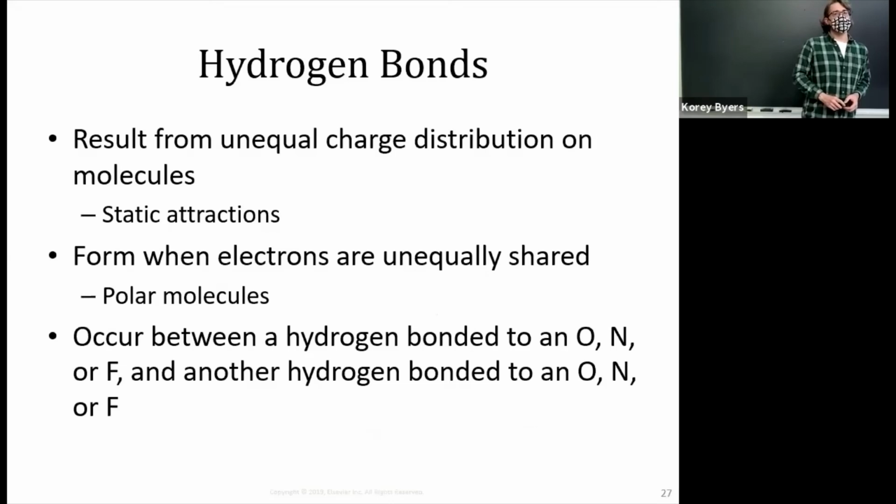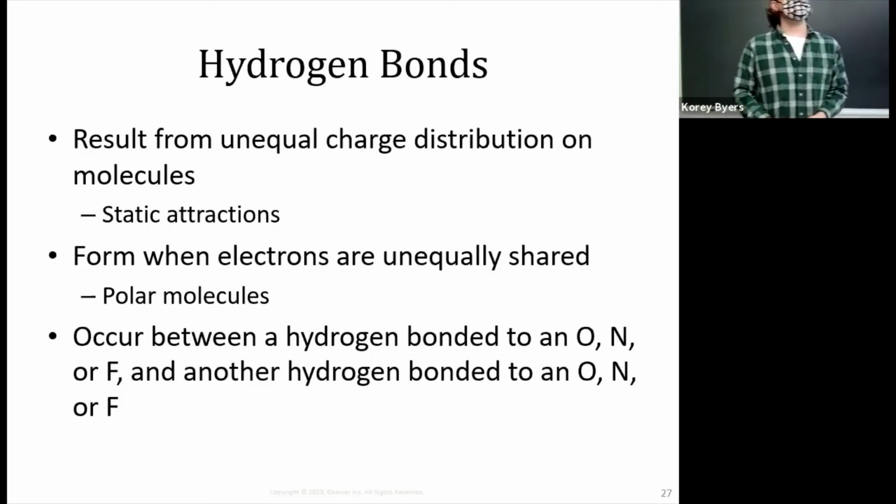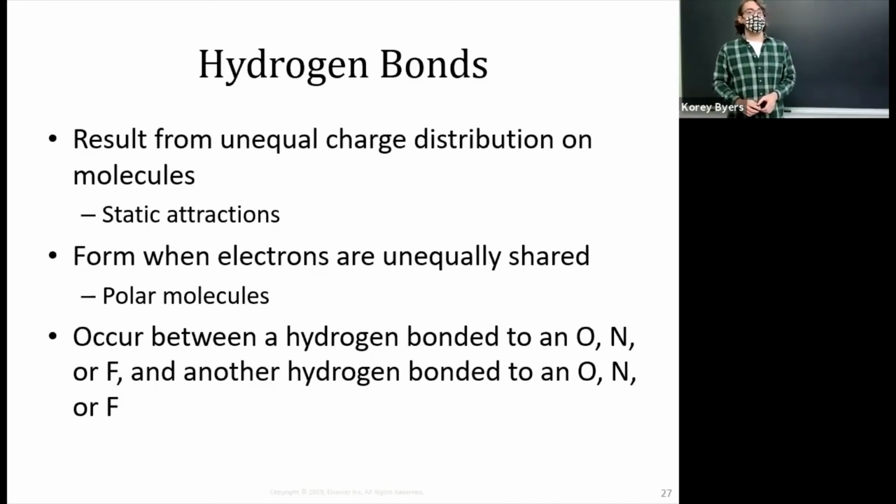Because some of those atoms are polar, so because the electron is spending more time on one side of the atom than the other, some electronegative molecules can stick to each other and form what we call hydrogen bonds. We're not actually sharing that electron, but it's a static attraction. They occur between hydrogen and oxygen, nitrogen, and fluorine, and another.